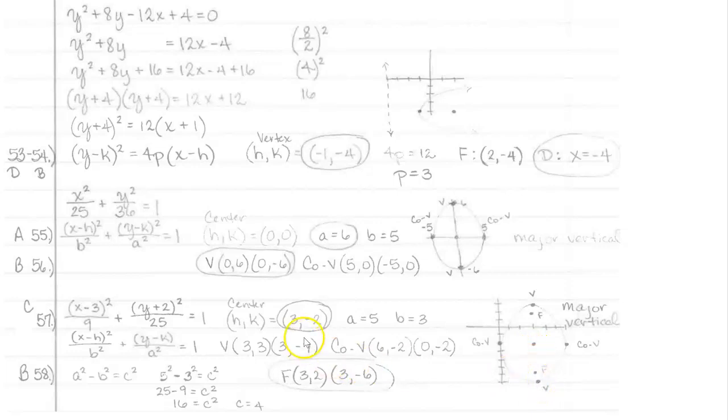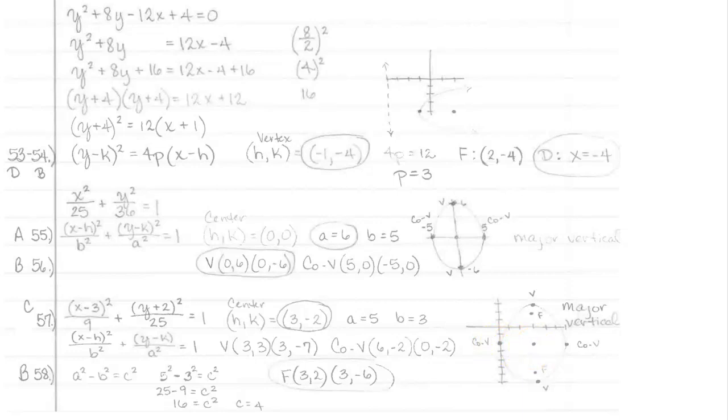So you also could use logic to figure that out and just say, okay, if I take negative 2 and I add 5 to it, that's 3. And if I take negative 2 and subtract 5 from it, that's negative 7. So there are my vertices. To find my covertices, again, I'm going to start at that center and I'm going to go my b value. So I'm going to go 3 this way and 3 this way, and that would put me at my covertices.